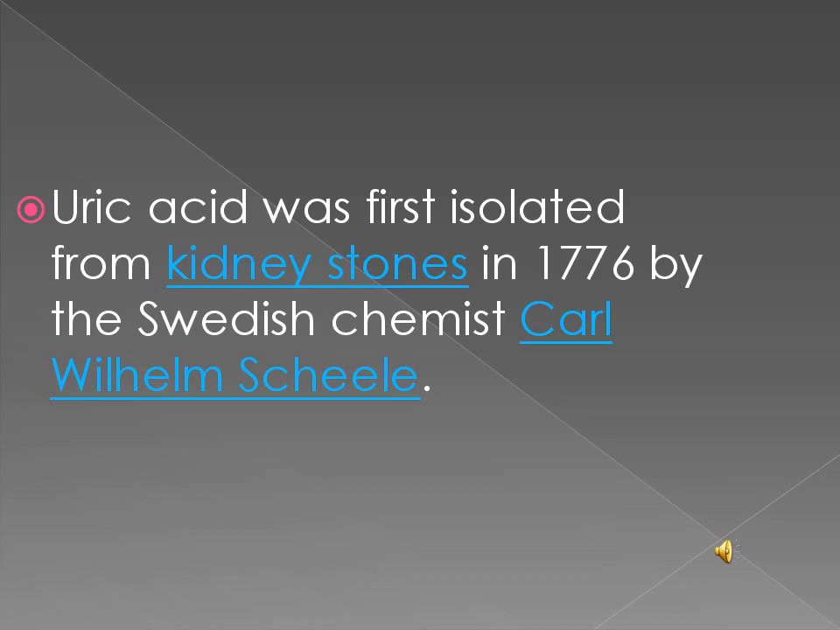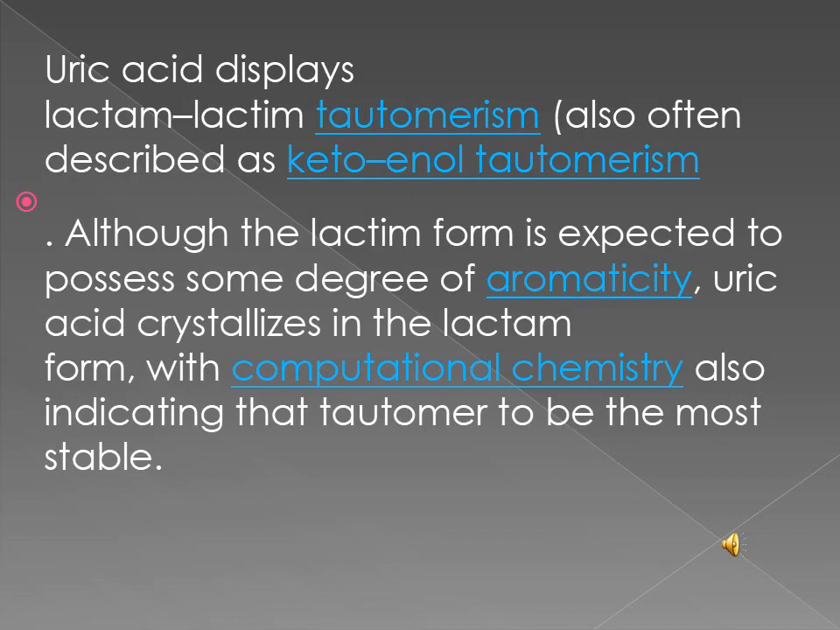Uric acid was first isolated from kidney stones in 1776 by Carl Wilhelm Scheele. Uric acid displays keto-enol tautomerism, or lactam-lactim tautomerism.